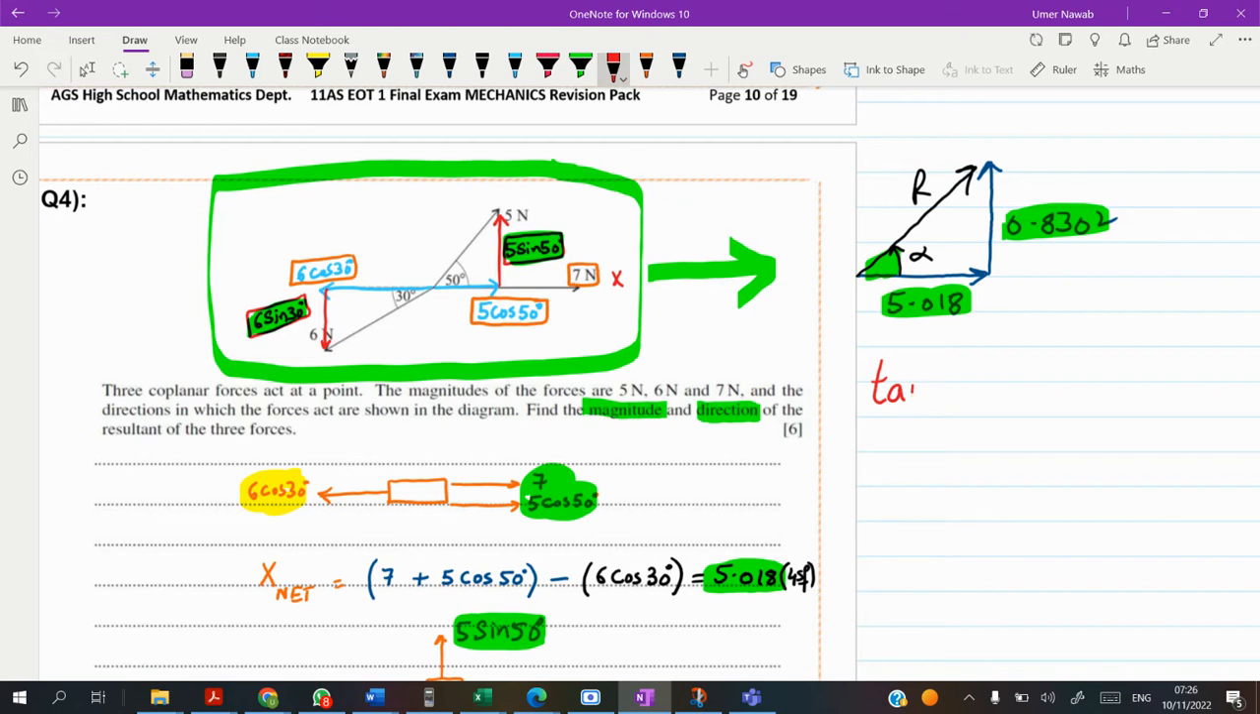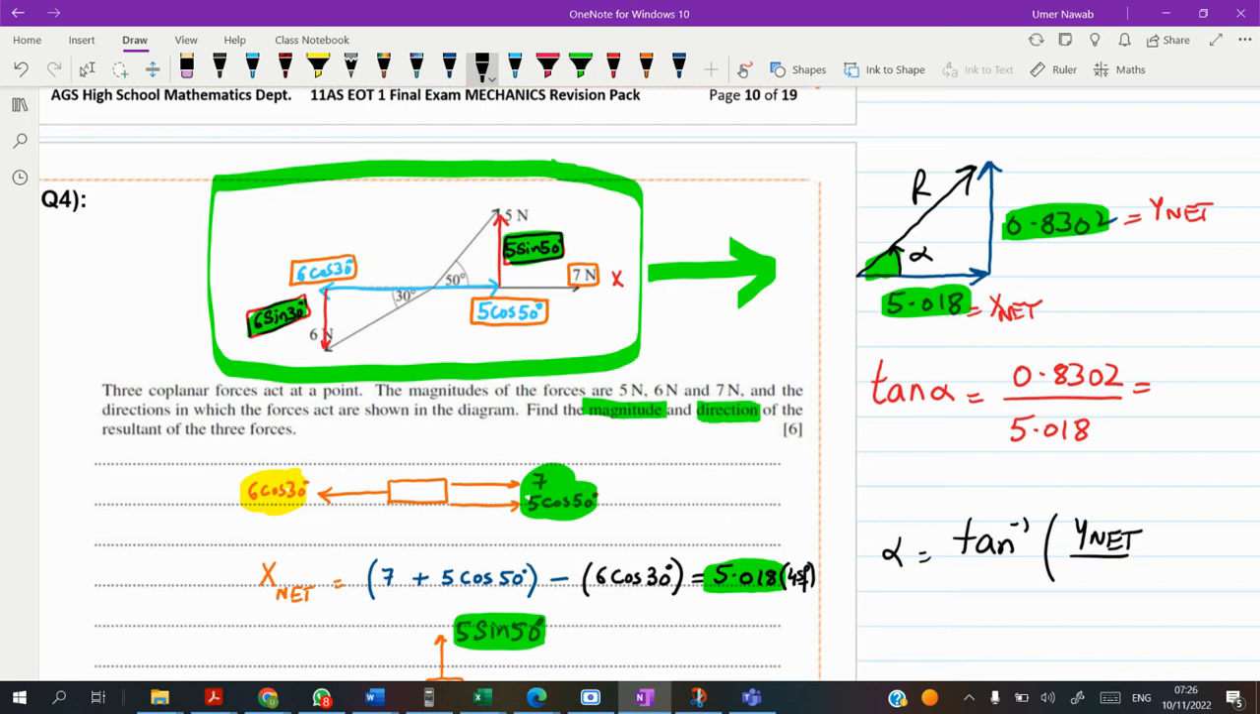So tan of alpha is equal to, this is the opposite, 0.8302 over 5.018. You remember what this was? This was y net, and that was x net. That's why I always tell you the formula to find the direction of the resultant is alpha equals inverse tan of y net over x net.